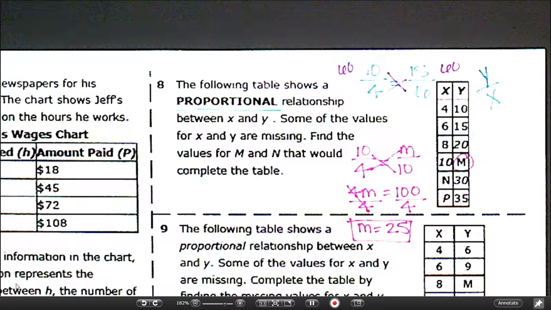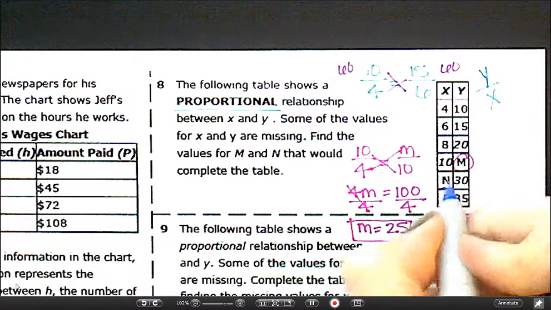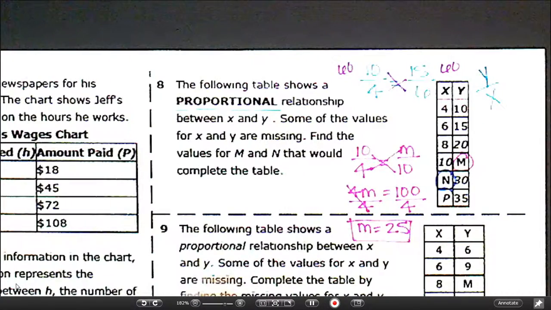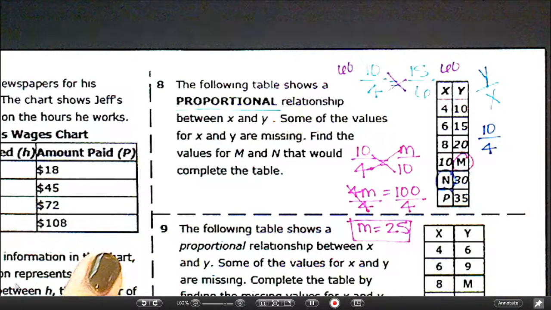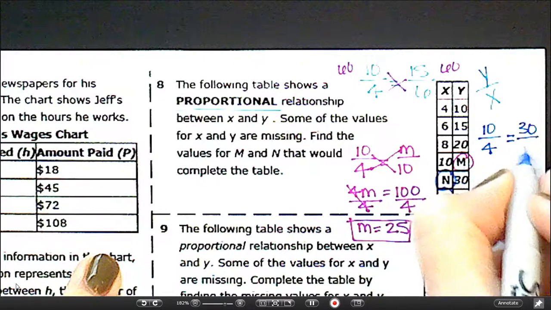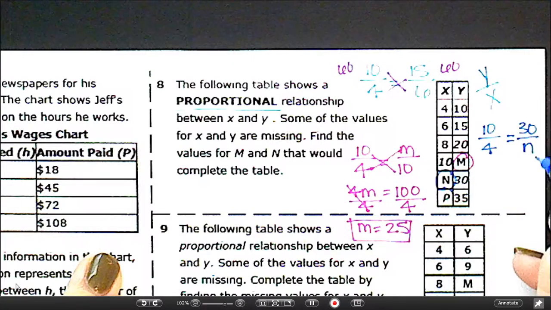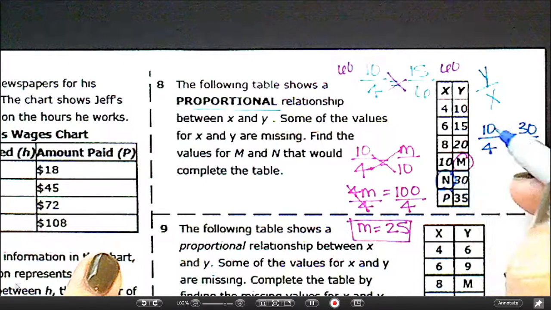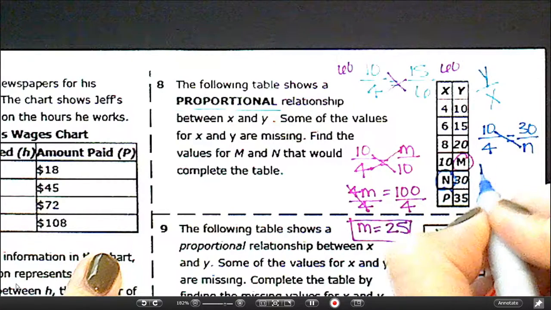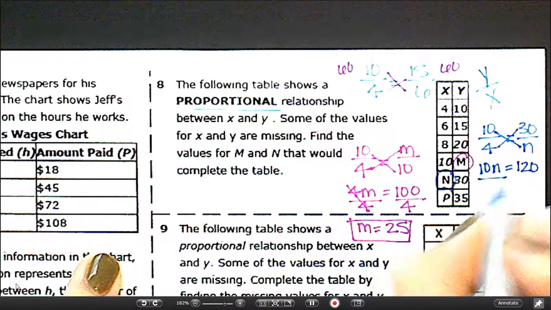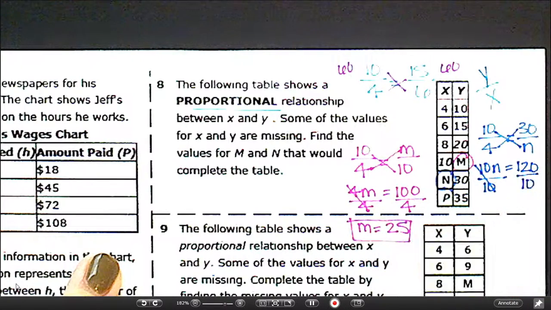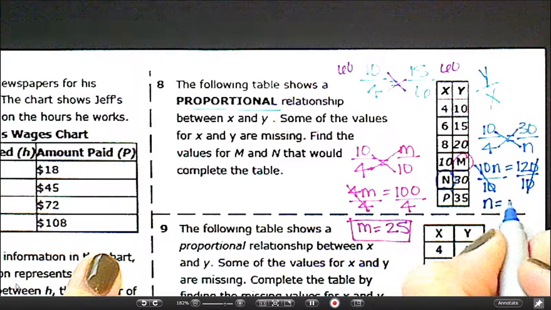Now let's do the same thing for n. Oops, there's n. I'm going to keep using my 10 over 4 because those are my smallest numbers. So 10 over 4, but I could use anything in this table, any point I want because they are all proportional to each other, equals 30 over n. So in this case, n is on the bottom because it's x. I'm doing y over x. So this is 10n equals 120. Let's divide both sides by 10. I can cross out the zeros there, so I get n equals 12 divided by 1, or just 12.